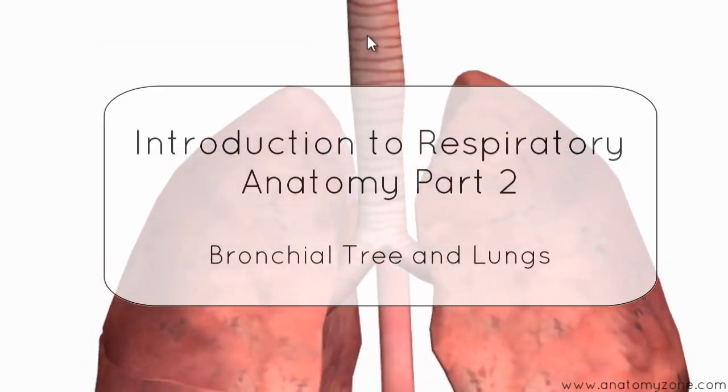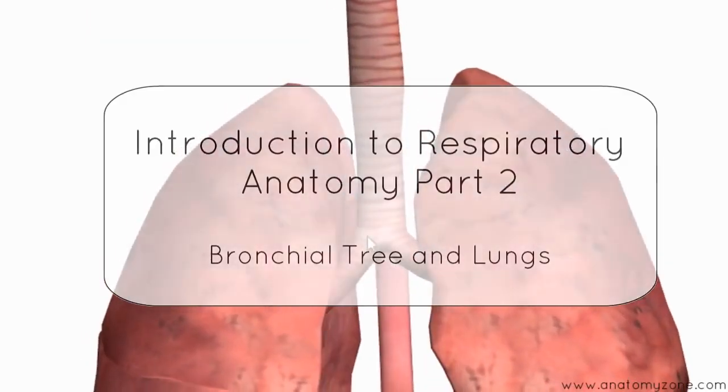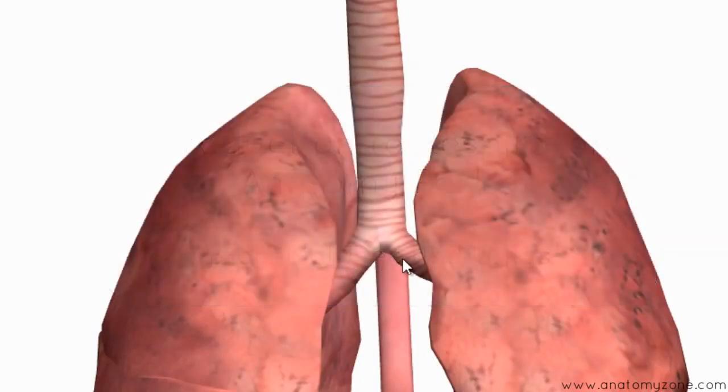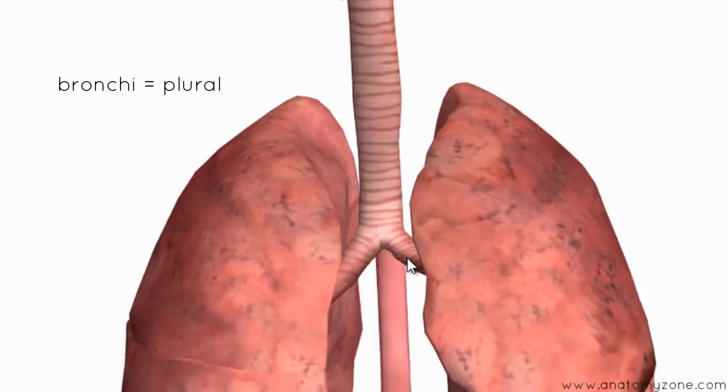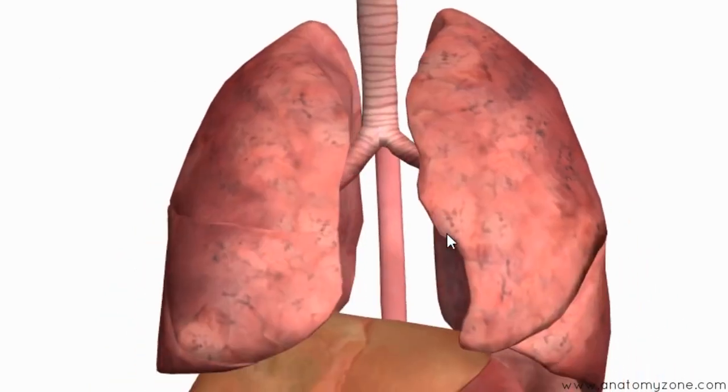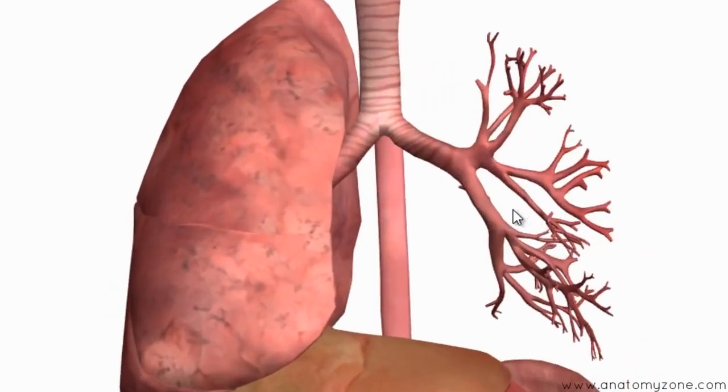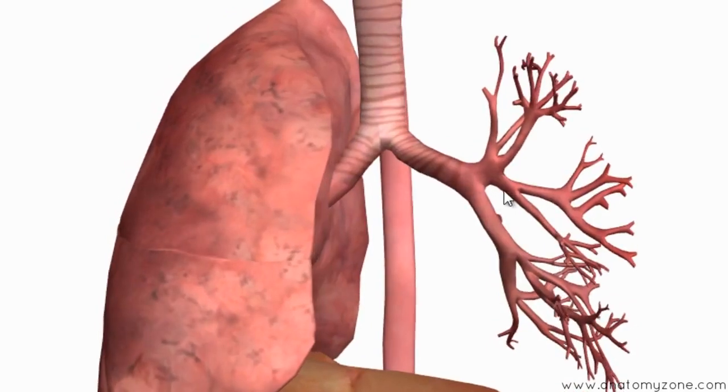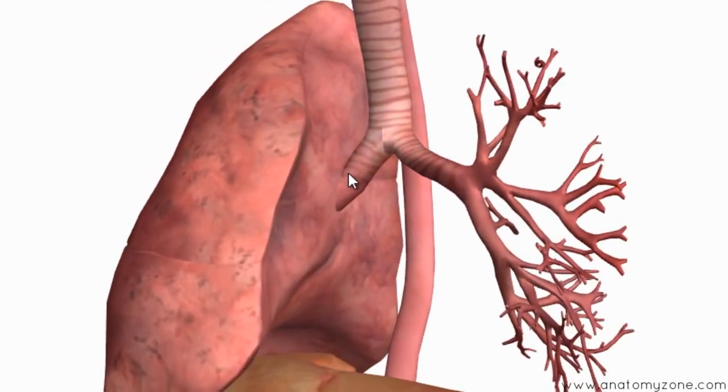So the trachea then splits into two, so it splits into a right and a left primary bronchus. Bronchi is plural and bronchus is singular. I'll just remove one of the lungs so we can take a look at the bronchi. The place where the bronchus enters the lung is known as the hilum, and at the hilum there's a couple of other structures which enter the lung.